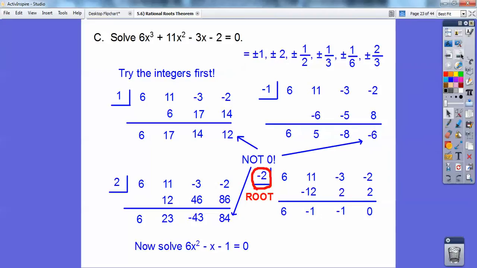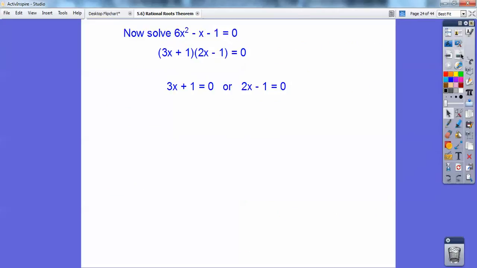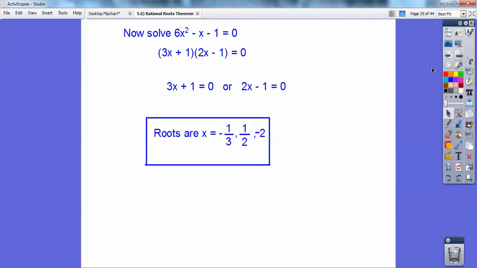Now that factors to 3x plus 1 times 2x minus 1. Set those factors equal to 0. Don't forget the root that we originally got is negative 2. So there's the solutions to that cubic equation right there. Okay, let's try another one, you guys.